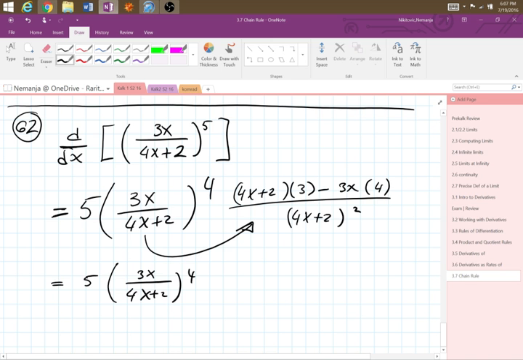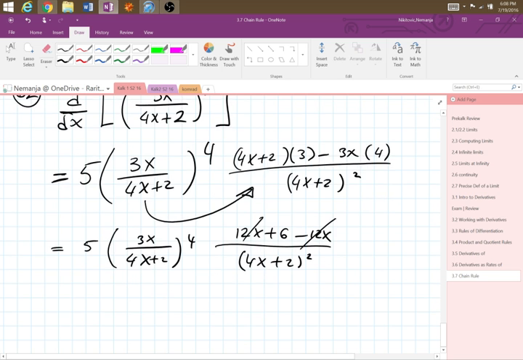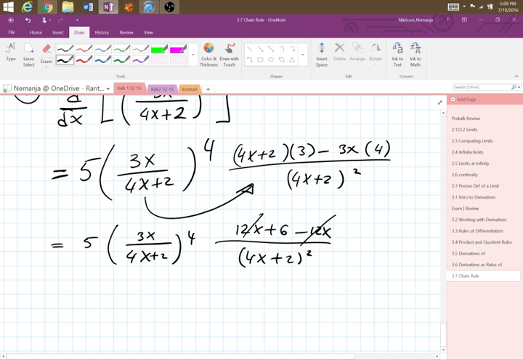Plus, you might expect problems like this in chapter 4, so you might want to practice a little bit of how to simplify this. Look, you have 4x times 3, that's 12x, plus 6, minus 12x, so that just dies, over 4x plus 2 squared. And now, you see that denominator over here has the 4th power, and this denominator has 2nd power, so altogether that's the 6th power on the denominator. So 4x plus 2 to the 6th power. And what's left? Well, 3 to the 4th. 3 to the 4th is 81. So we have 5 times 81x to the 4th times 6.